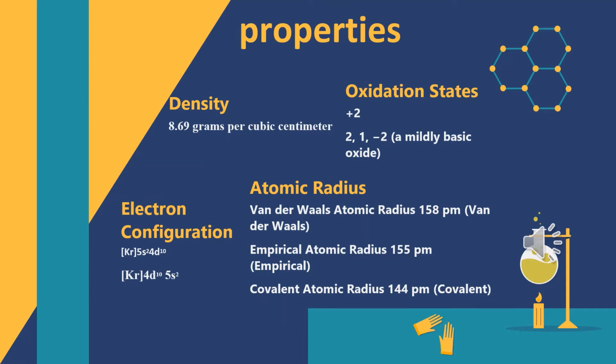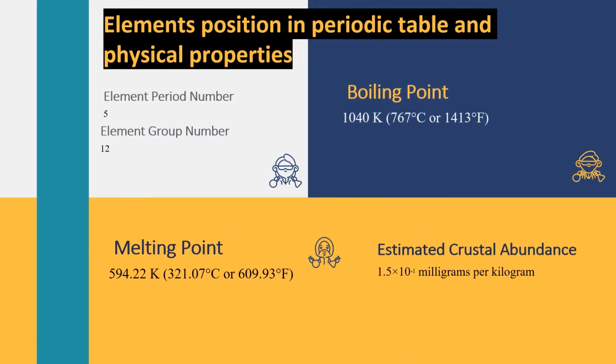The atomic radius is: van der Waals atomic radius 158 pm, empirical atomic radius 155 pm, covalent atomic radius 144 pm. The element period number is 5 and the group number is 12.